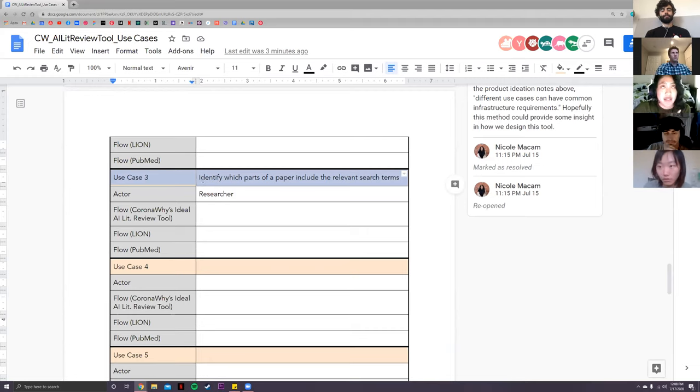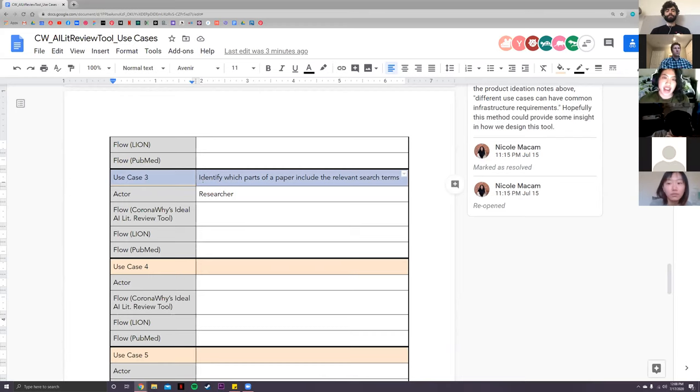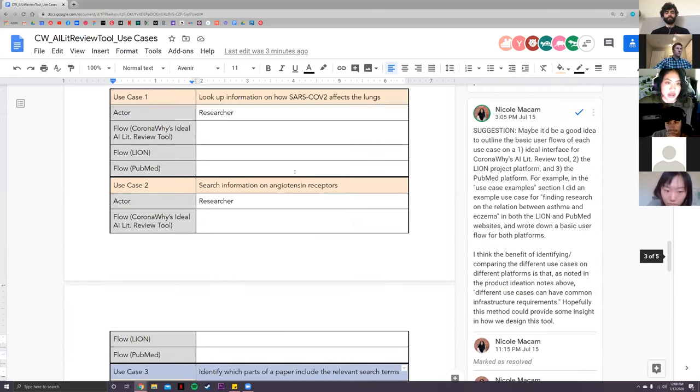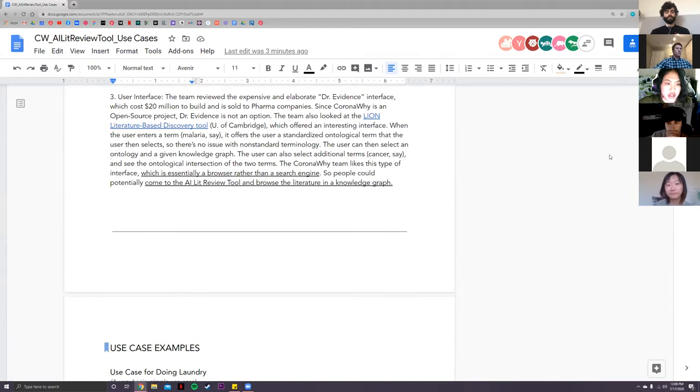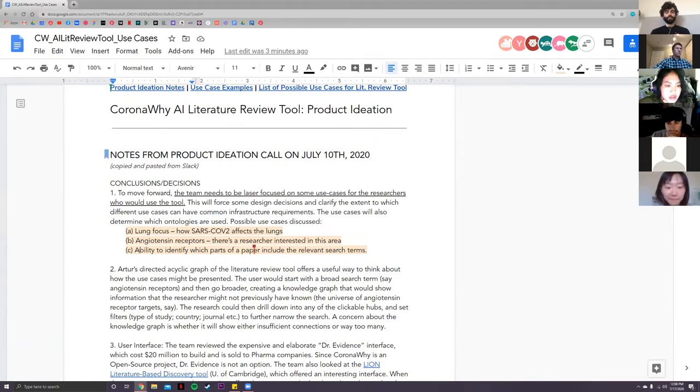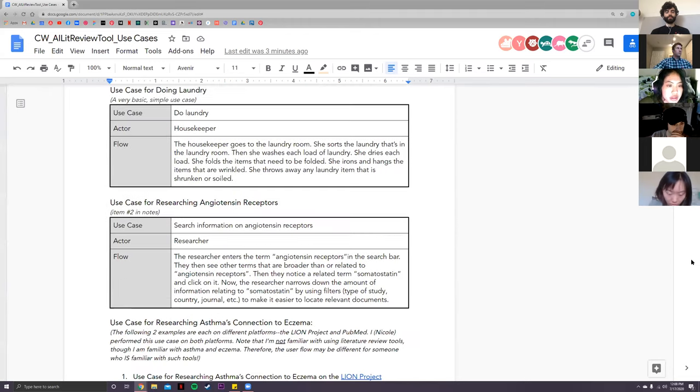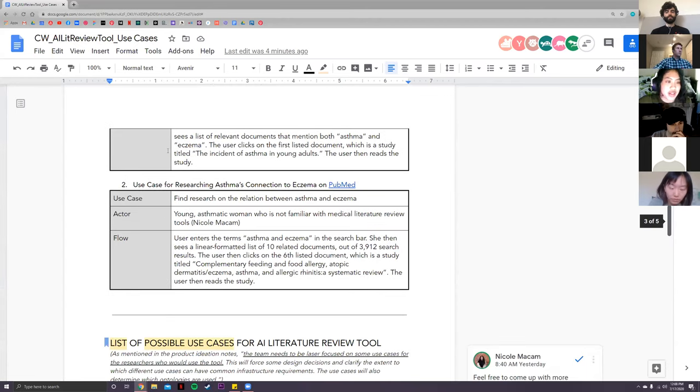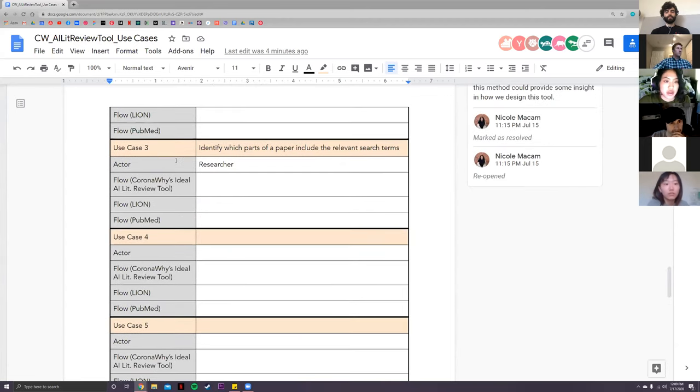That's something I haven't thought about that way, but that's actually a good point. It could also be a way to analyze how these different flows stack against each other. So let's just say, for example, we're talking about this use case, which was pointed out earlier over here in the notes. A potential use case would be to identify which parts of a paper would include specific relevant search terms. So we have that use case, and we have the actor or the user, who's the researcher.